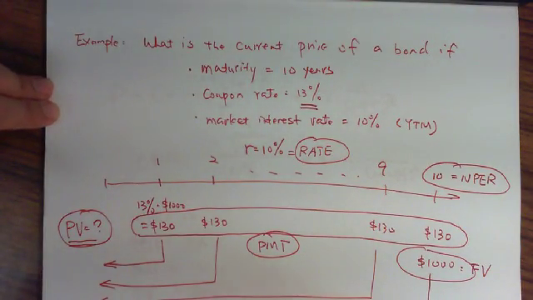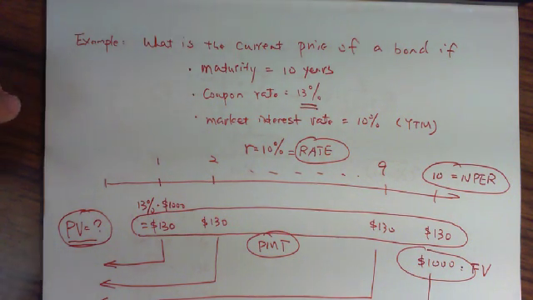Now, in this example, I want to show how we can compute the bond's price, and I want to use this example to show exactly the difference between the coupon rate and the market rate of interest. Now, this is the example from slide number 5 and number 6.